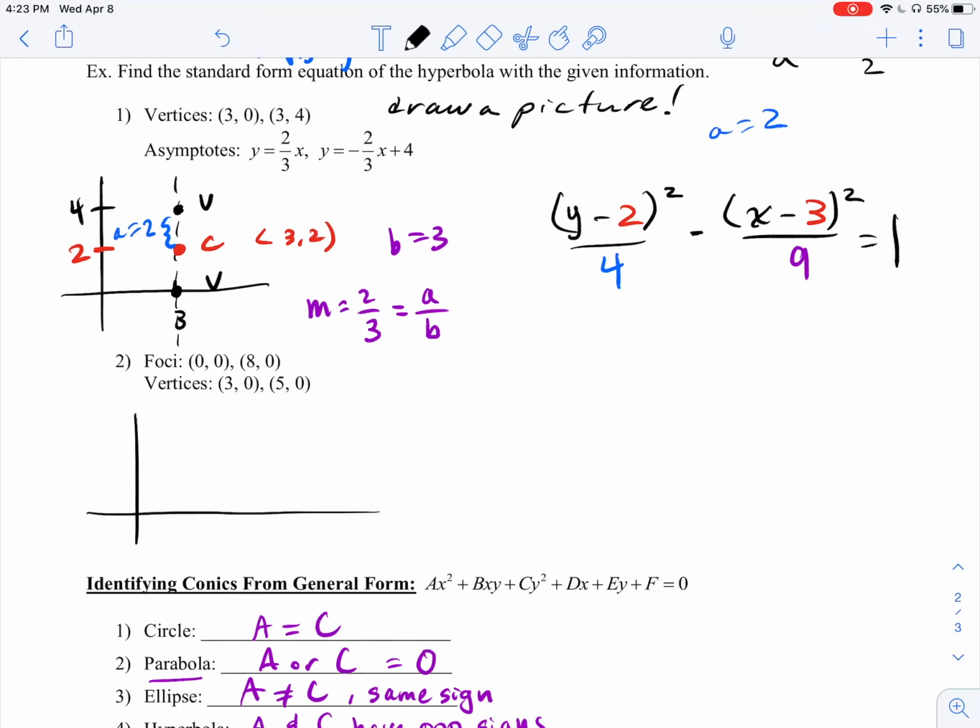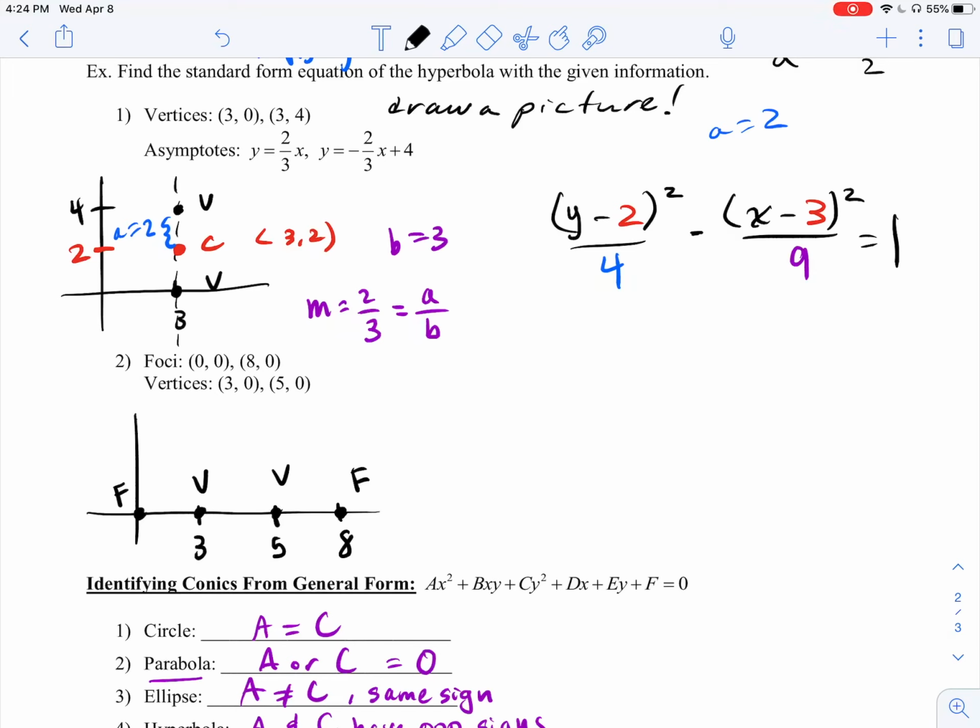So we've got me drawing a picture here, and I'm just going to go ahead and plot those points. So first off, I've got (0, 0) as one focus, (8, 0) as my second focus, and my two vertices. I've got one vertex at (3, 0), and my other vertex at (5, 0). Again, I don't really care too much about this, I'm just plotting these points. So I've got these points here.